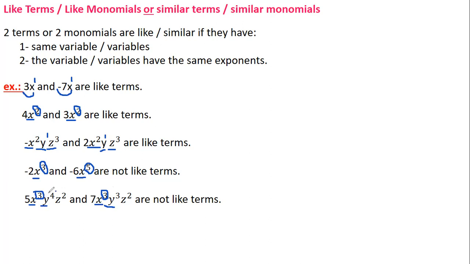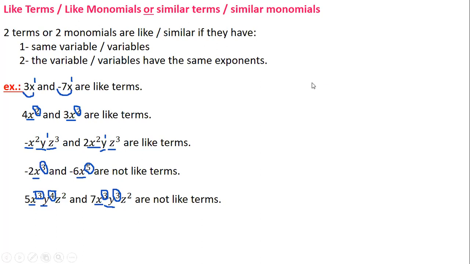In the first one, the exponent of y is 4. In the second one, the exponent of y is 3. Do the y's in both have the same exponents? No. So I don't continue to z. These two terms, we call them not like terms, or unlike terms. Please, these examples are very important to know if two terms are like terms or different terms.